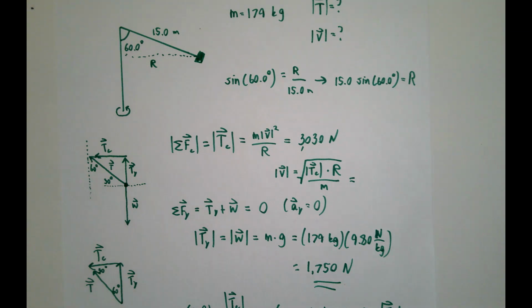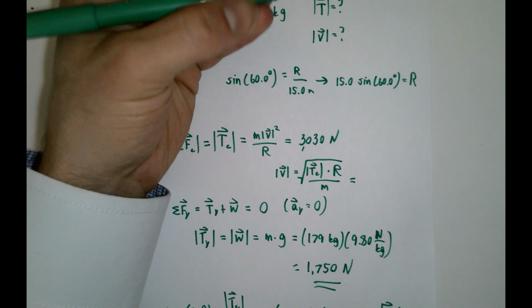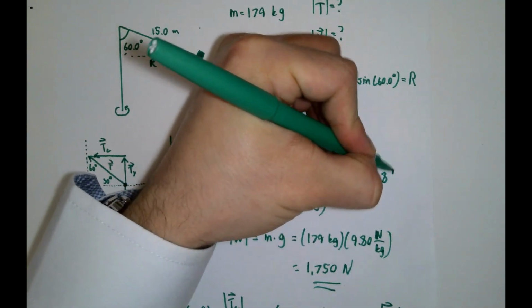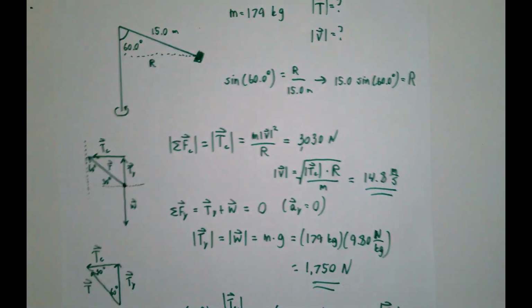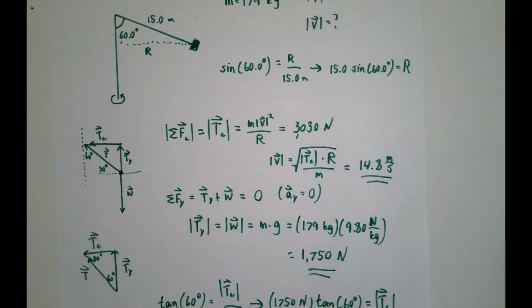all of that divided by the mass of 179. My speed comes out to 14.8 meters per second. That answers one question. So that must be the speed. Speed must be 14.8 meters per second.